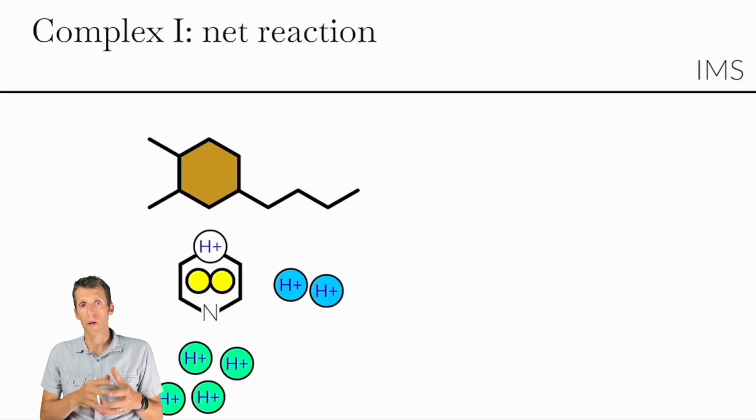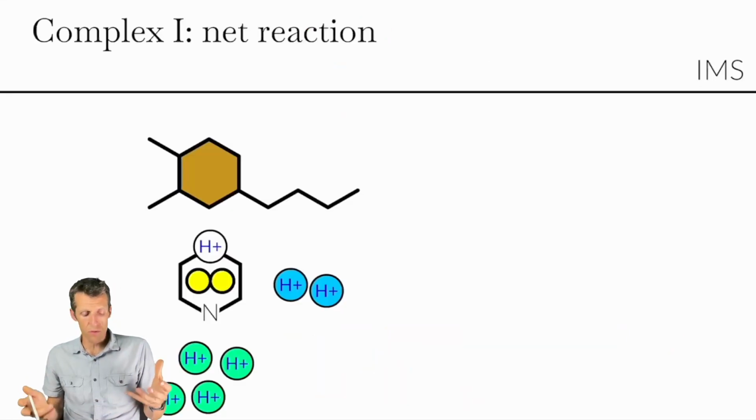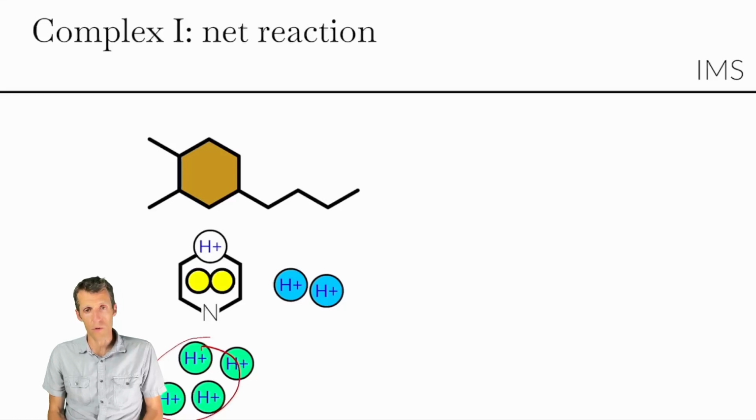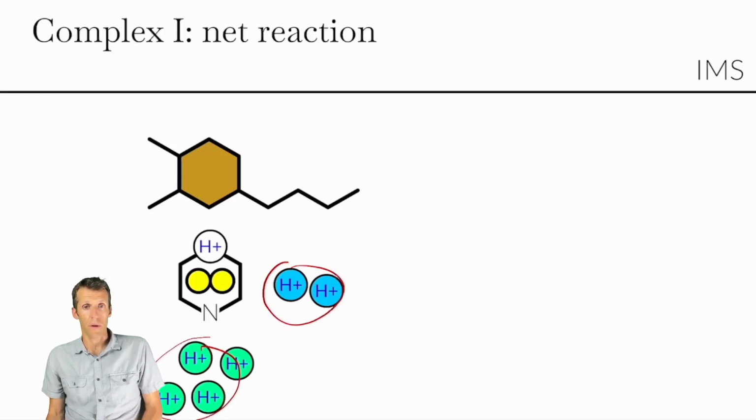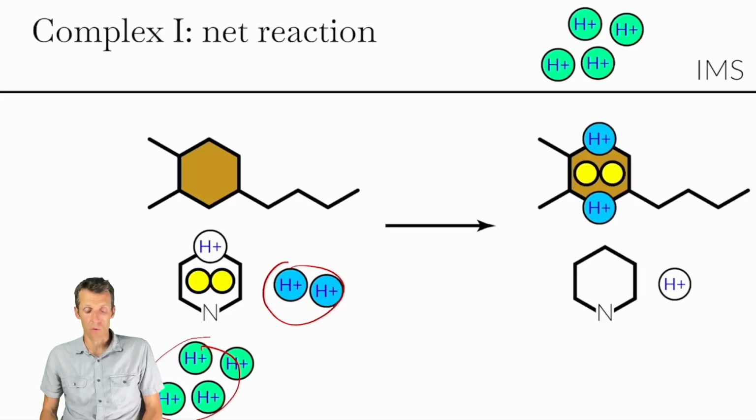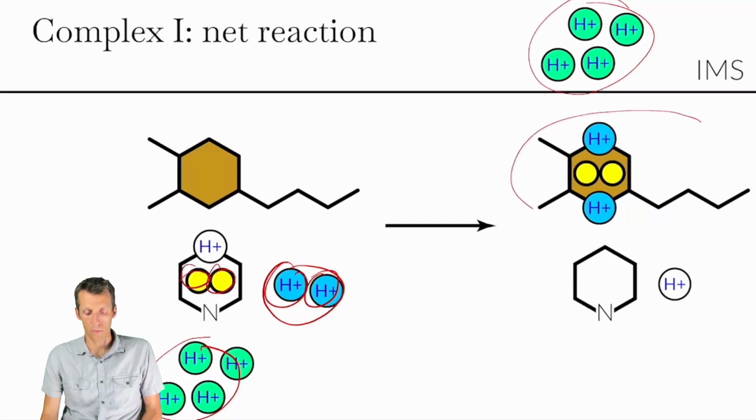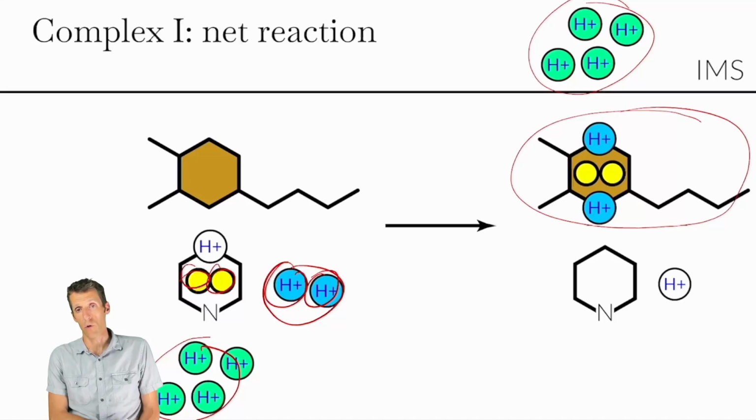Okay, there's complex 1. What's the net reaction for this? Well, we're going to take 4 protons from the matrix. We're going to take 2 other protons in the matrix, and then we are going to run a reaction where we move 4 protons into the intermembrane space, so across the bilayer. We're going to take 2 of the protons from the matrix, 2 of the electrons from NADH, and we're going to ultimately generate a QH2 using everything from the matrix, not the IMS.